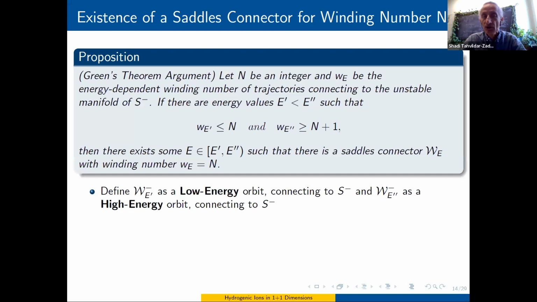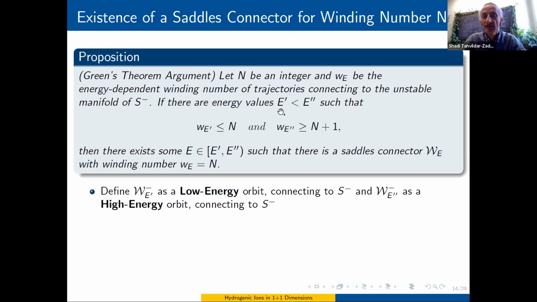There's a general procedure for that, described in this proposition, which uses Green's theorem. Imagine that you have two orbits, corresponding to different energy values. It turns out that if you increase the energy, it forces the orbits to go down more. So energy shows up with a negative sign in the front. Higher energy means a higher winding number.